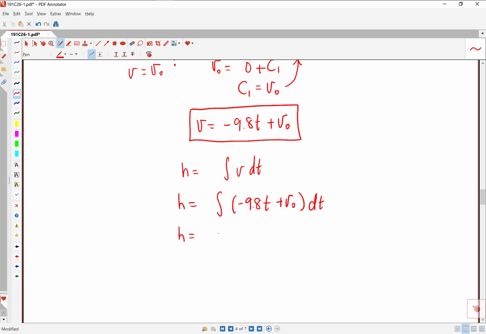So in other words, h becomes negative 9.8 t squared over 2. So I'm going to get in the habit of just simplifying coefficients as we go.